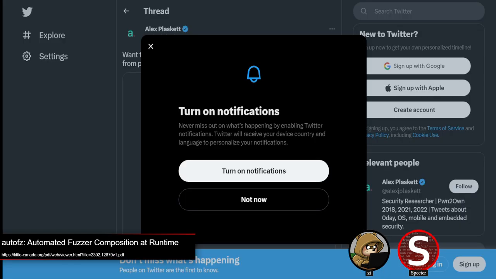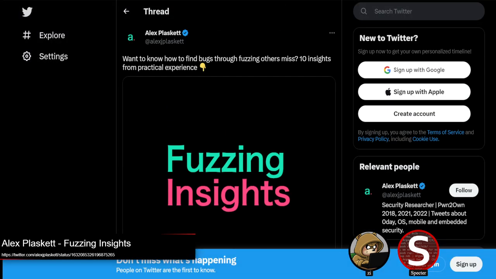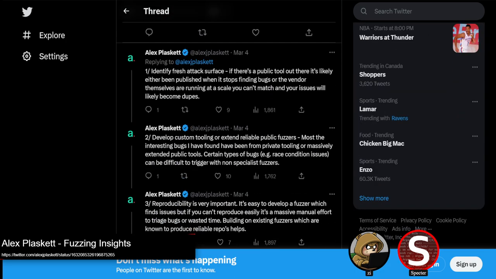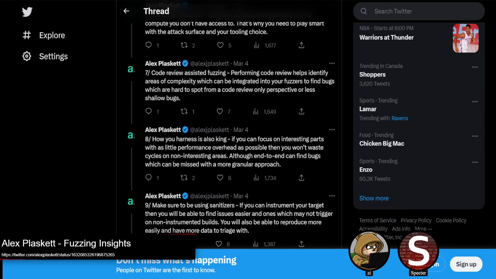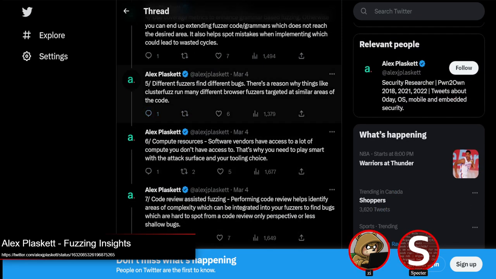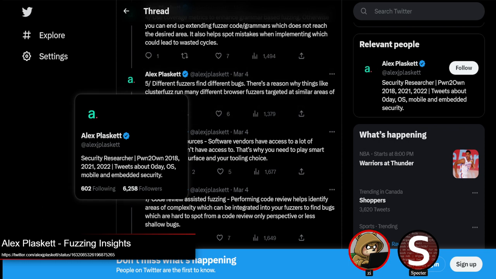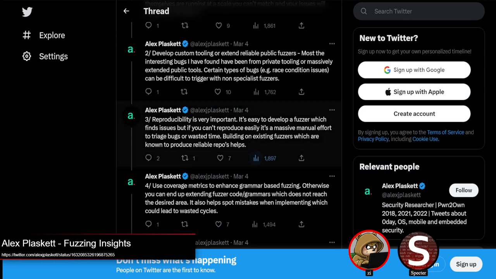Continuing on fuzzing, we have a Twitter thread on some fuzzing insights by Alex Plaskett. And Z, I saw you talking a little bit about this on our Twitter account, actually, so I'll let you get into it here. Yes, our very active and well-used Twitter account. What a fuzzful thing to tweet, something that isn't just a stream announcement. And this was one of those cases.